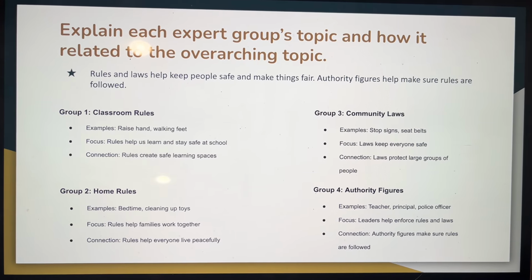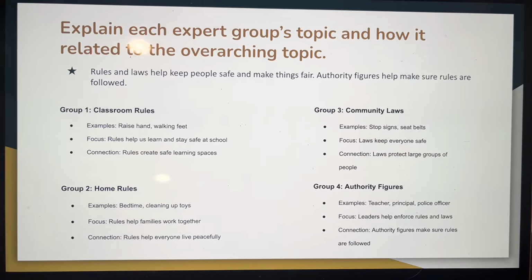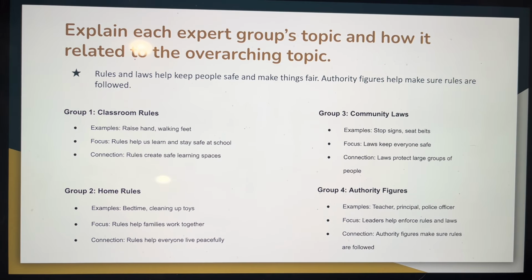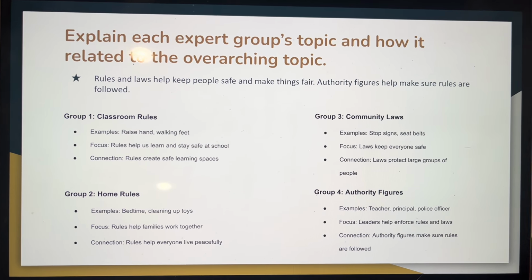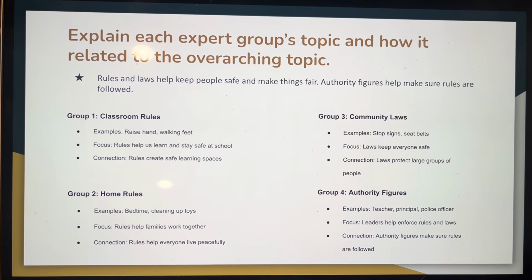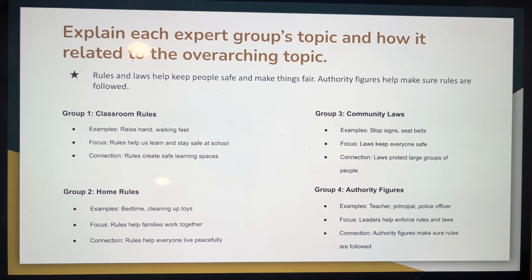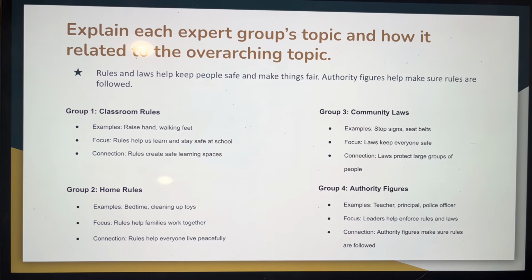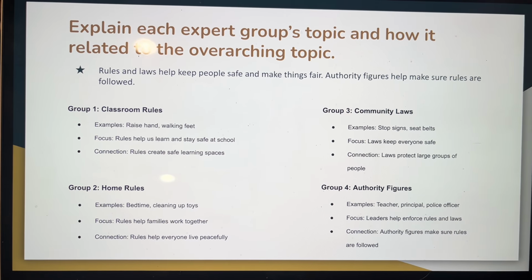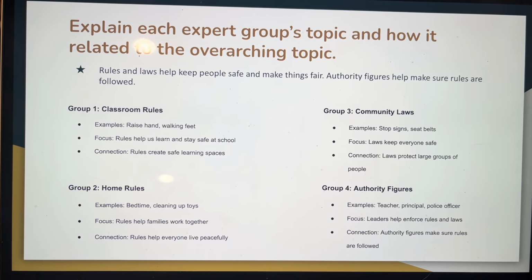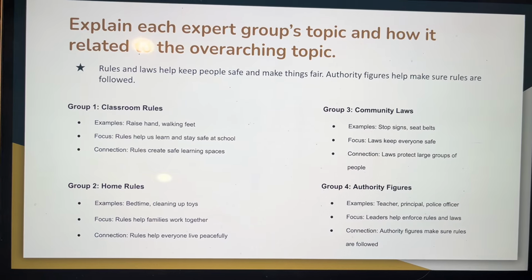So group 1 would be classroom rules. Examples would be raise hands and walking feet. The focus is rules help us learn to stay safe at school, and the connection would be rules create safe learning spaces. Group 2, home rules. Examples would be bedtime and cleaning up toys. The focus would be rules help families work together, and the connection would be rules help everyone live peacefully.